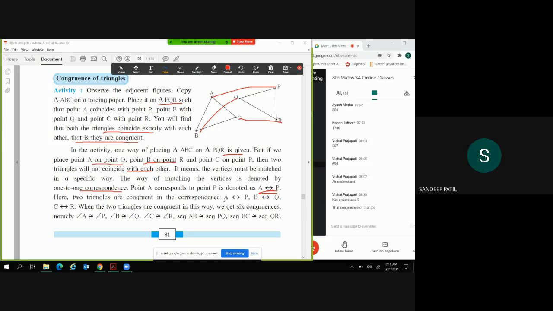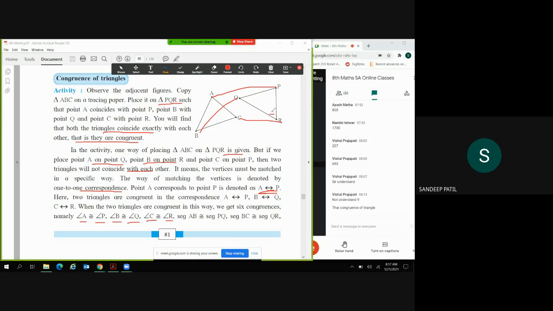And their congruence corresponds to three points, so the corresponding points must match, right? Like A and P, B and Q, and C and R. Then only these two triangles are congruent. When two triangles are congruent in this way, we get 6 congruences. Like here we get 6 kinds of things. For example, angle A is equal to angle P, angle B with angle Q. Okay, sorry, it's congruent, right? We are calling it a congruent triangle. Because these measures are equal, they are equal in size. So angle C is congruent with angle R.